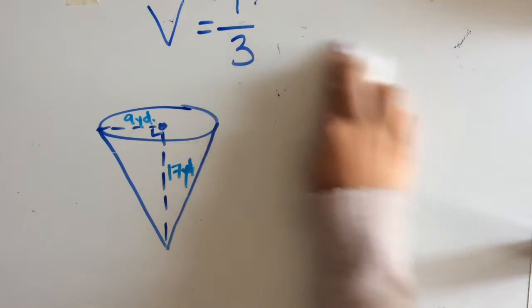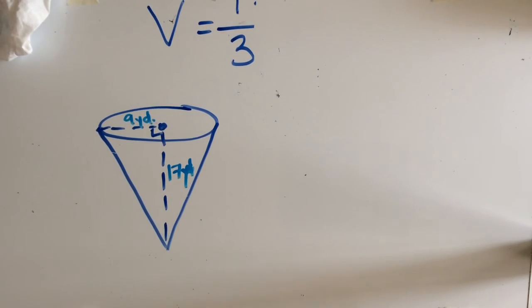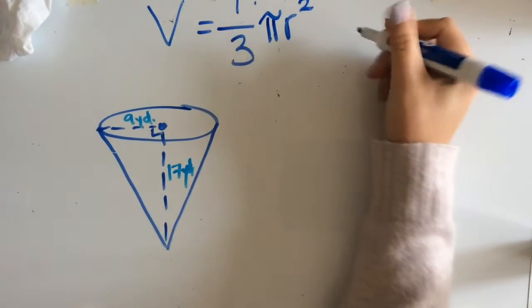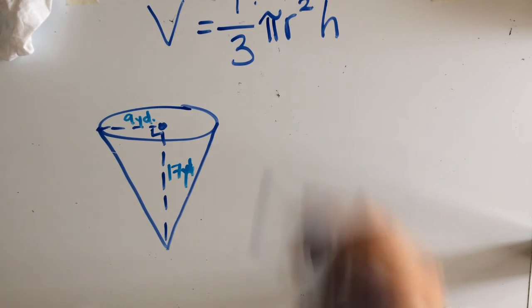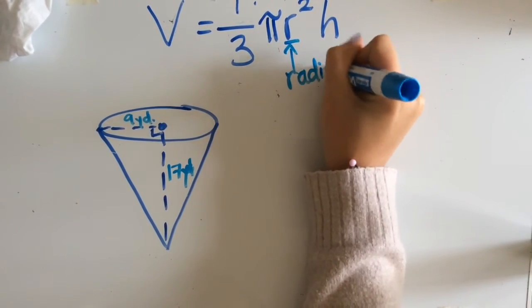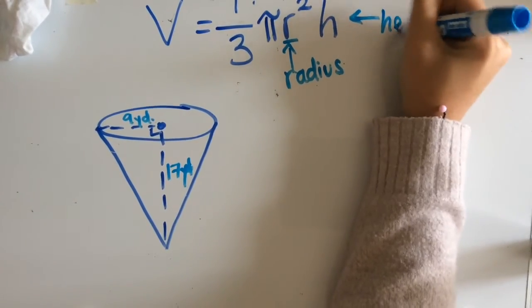So I'm just going to erase this whole thing just so I can fit that in there. So remember, the area of the circle is pi r squared. So I'm just going to put pi r squared instead of big B. And then the height was part of that formula, so I'm going to leave the height there. So let's try it. The only two variables I see are r, which is the radius, and the height of the pyramid, or the cone.